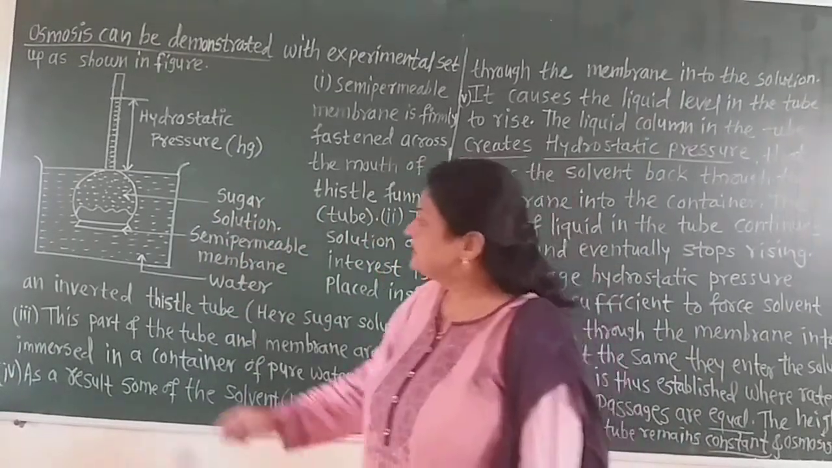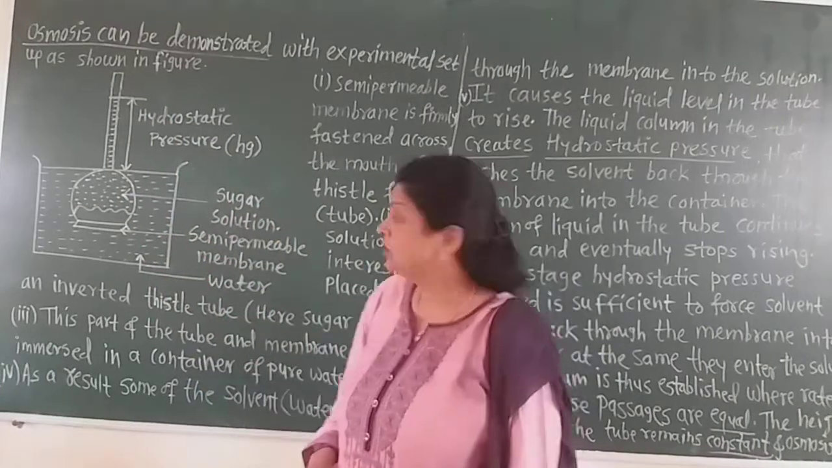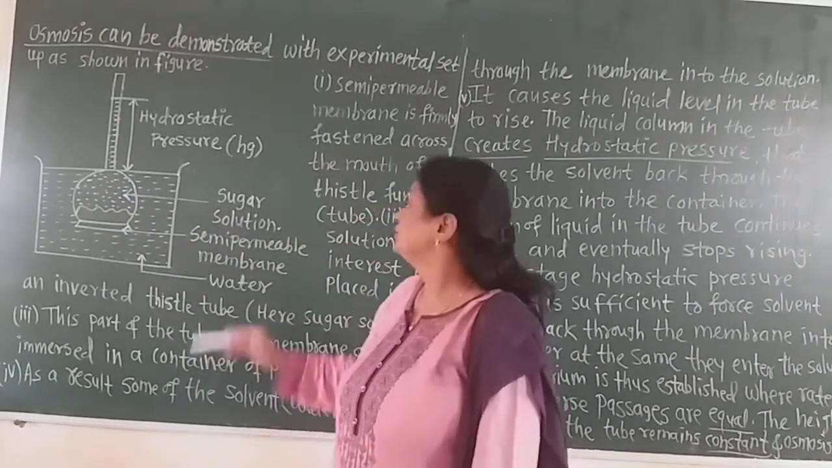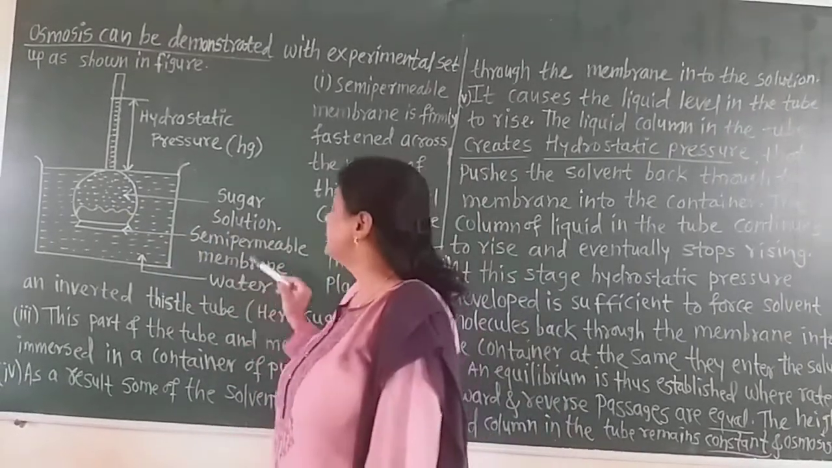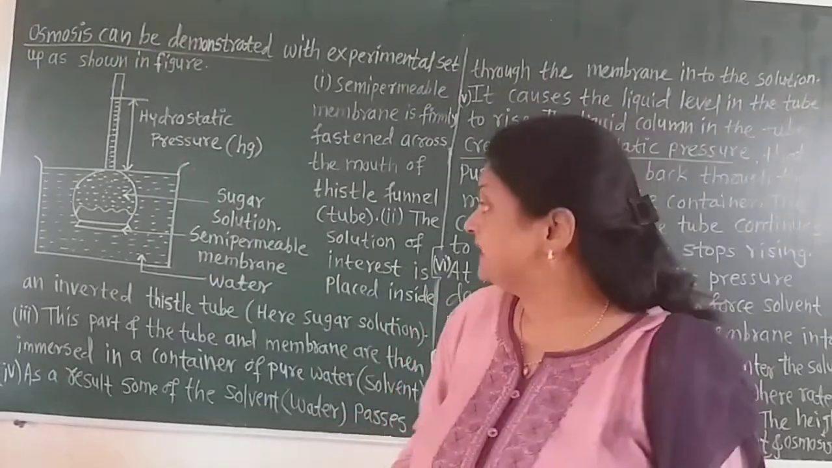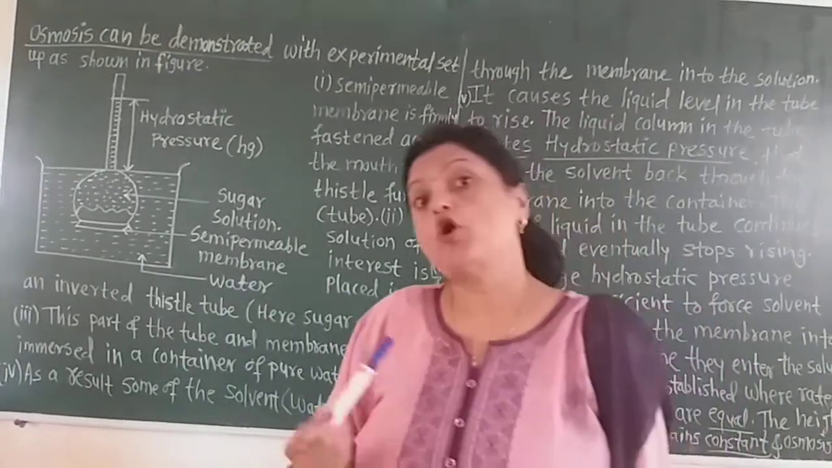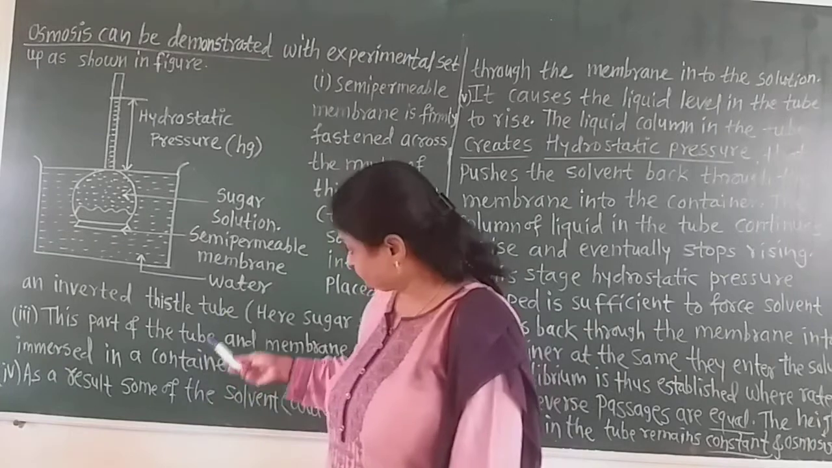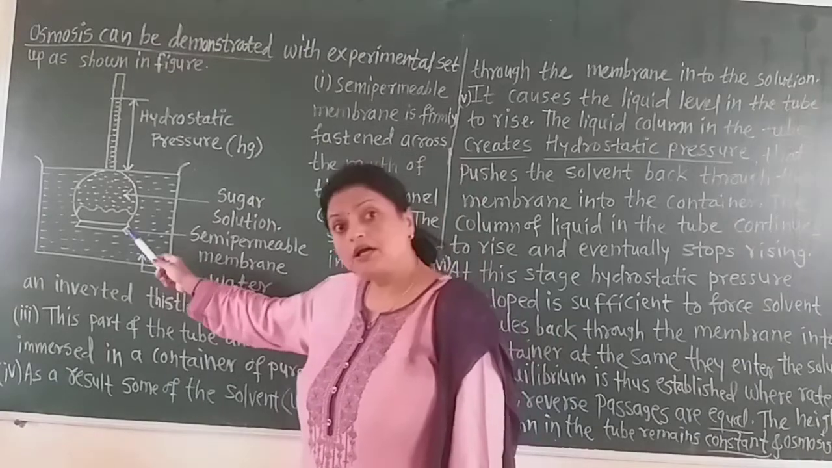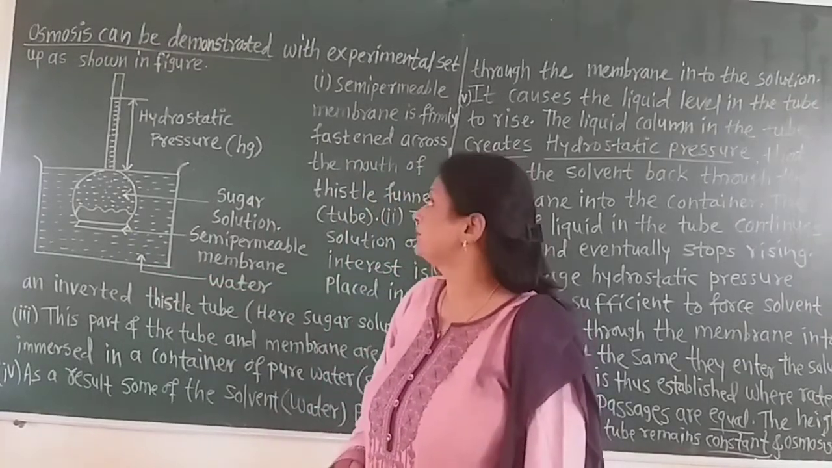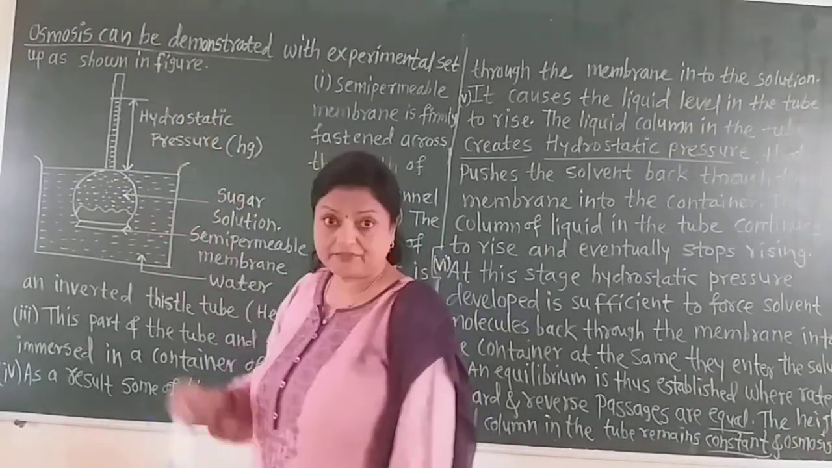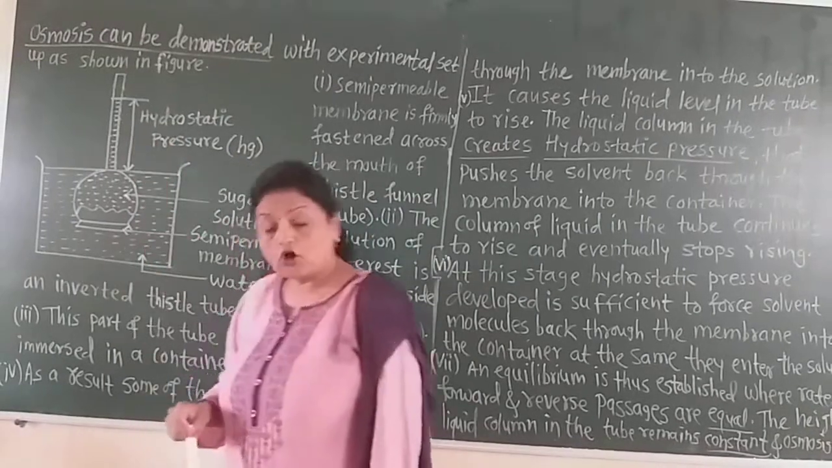Into that, this is the Thistle funnel or Thistle tube, which is placed inverted. After filling it with the sugar solution, the semi-permeable membrane is tightly fastened on the mouth of the Thistle tube or funnel, and it is placed in the container in which there is the pure solvent, that is, water. Now, this is the setup, and this is the osmotic pressure that is shown in this, or we can measure from that.